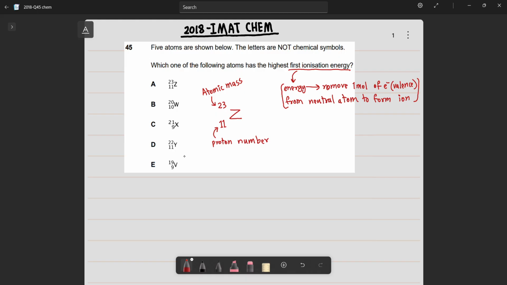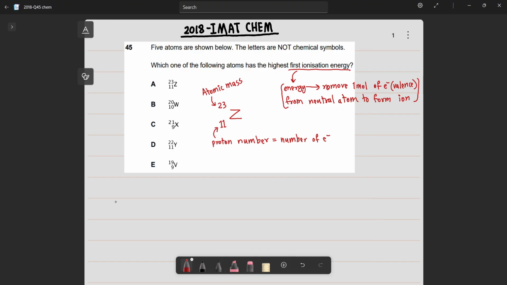Since these are atoms, the number of protons is equal to the number of electrons. Meaning the proton number equals the electron number. So we'll take this 11 as the number of electrons. Since the question is mainly about first ionization energy, we have to construct the electronic configuration for each of these atoms so we can identify which one most likely has the highest ionization energy.